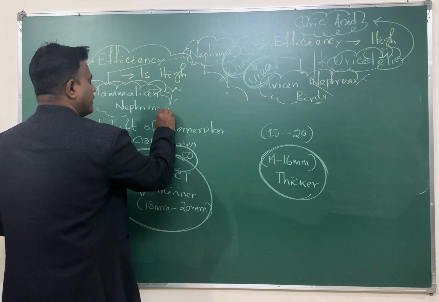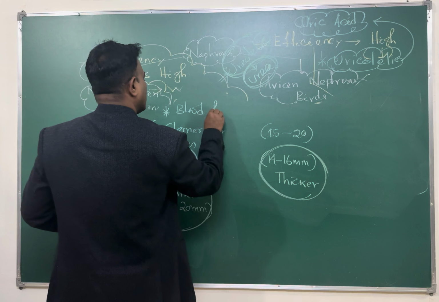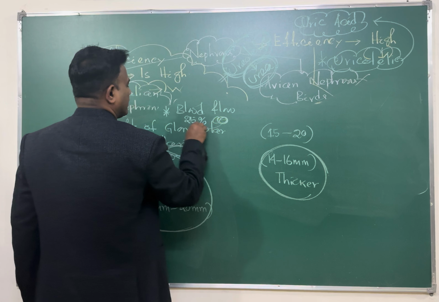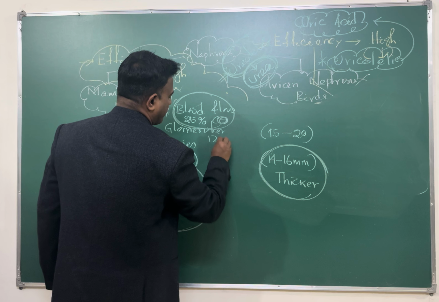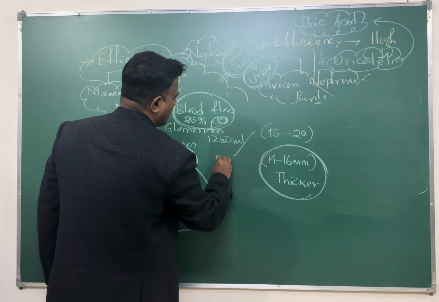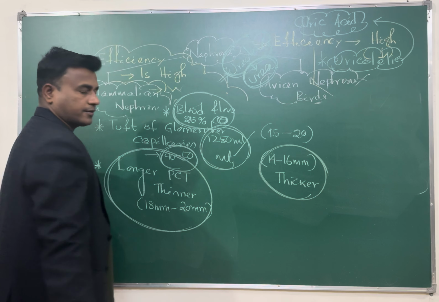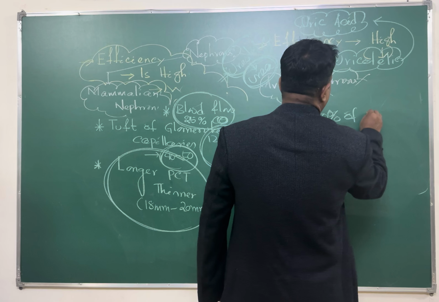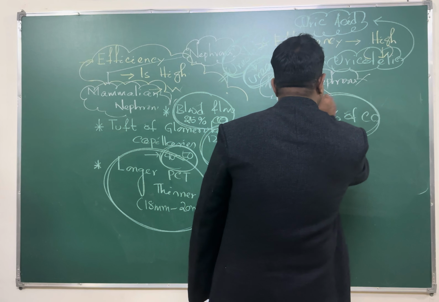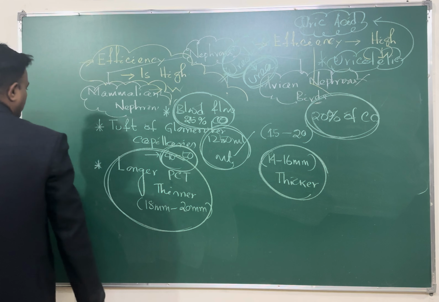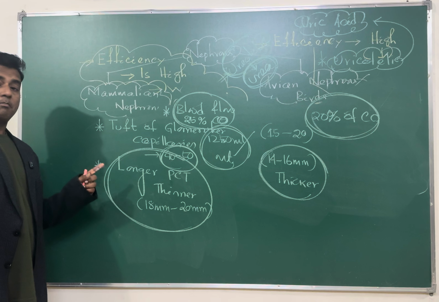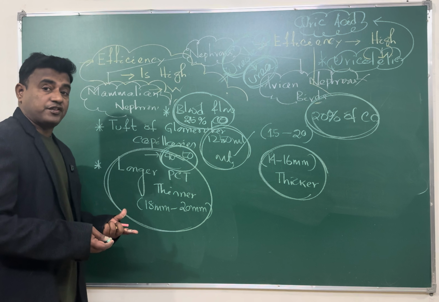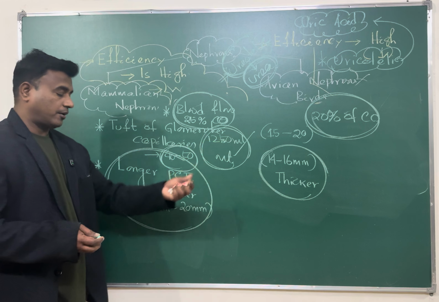Regarding the third and the last point, blood flow, here it is almost 25% of the cardiac output. That means 1250 ml per minute in the mammalian kidneys. But here it is a little bit less, around 20% of the total cardiac output. So here the avian kidneys are receiving less blood compared to that of the mammalian kidney, and this makes the mammalian nephrons more efficient compared to that of the avian nephrons.